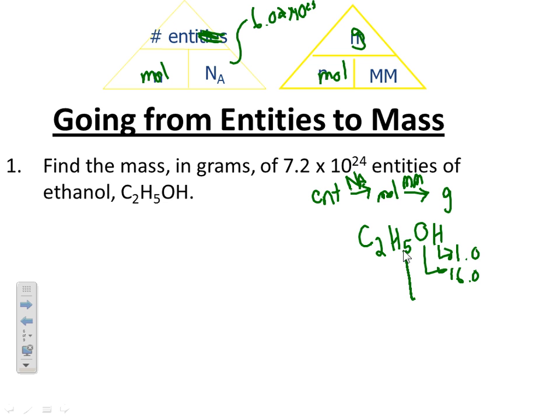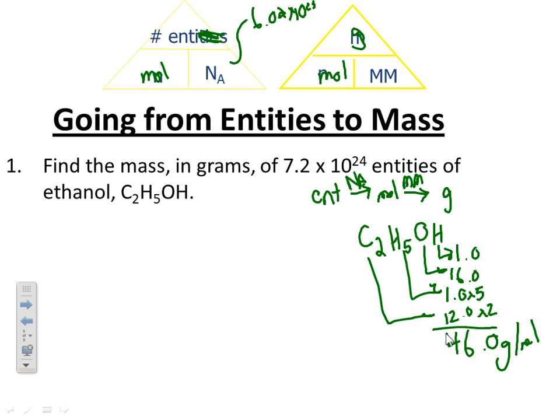1 times 16, 1 times 5, 12 times 2. 1 plus 16 plus 5 plus 12 times 2 equals 46 grams per mole, which again is used in the second half of this question.